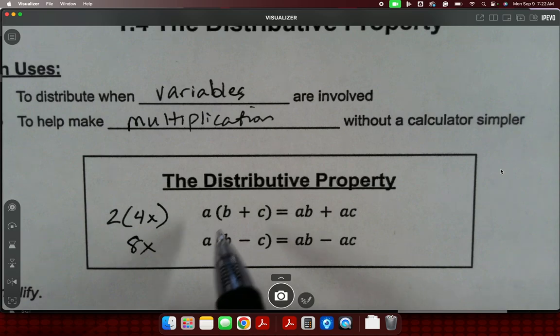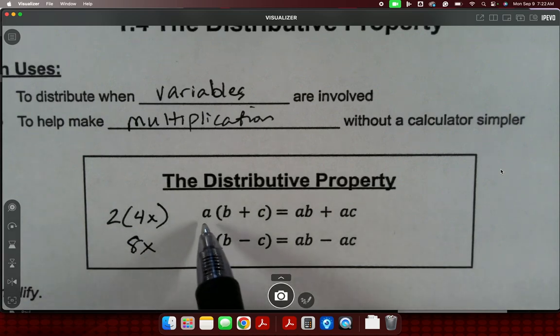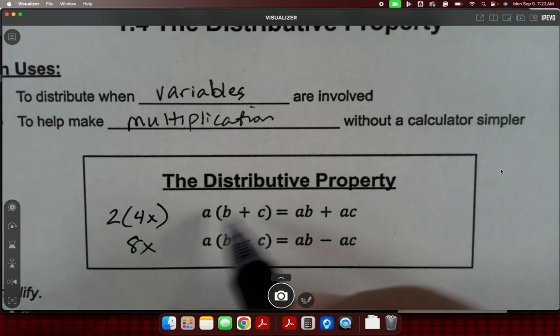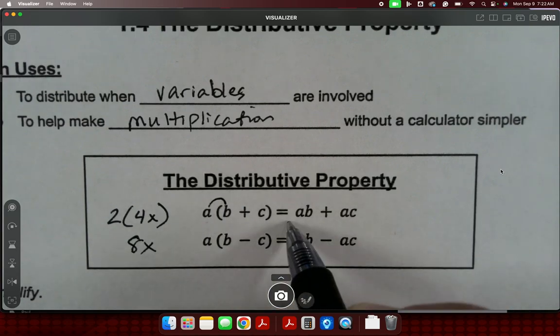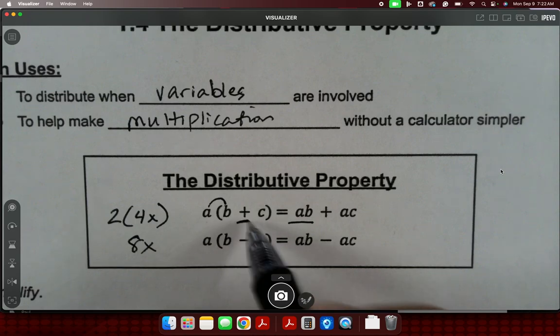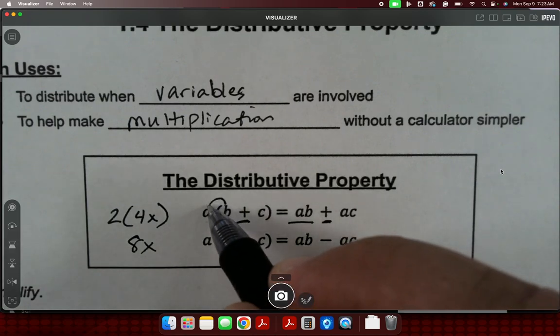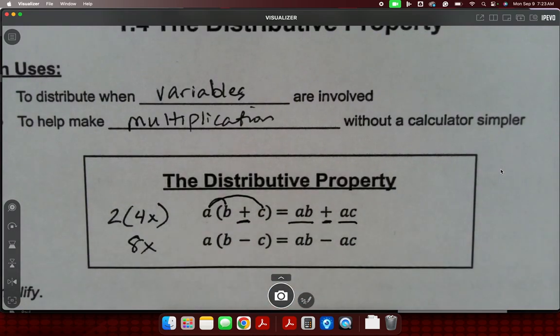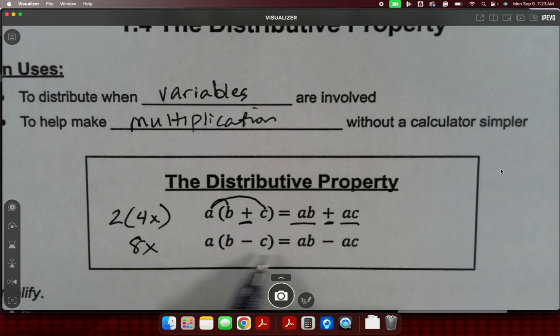But the idea, people often draw these lines, they say, okay, A is being multiplied by both B and C. So we do A times B, which is what gives us this term. We just keep this sign the same, and then A times C, which gives us this one. And the second line is identical, it's just a minus instead of a plus.